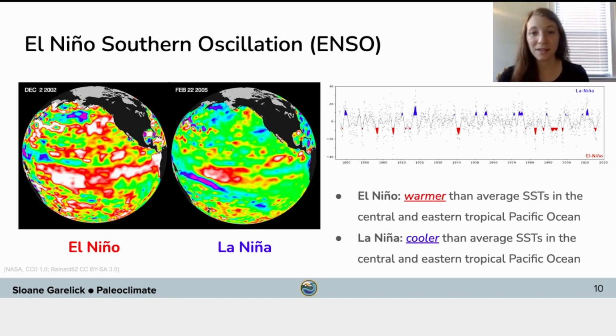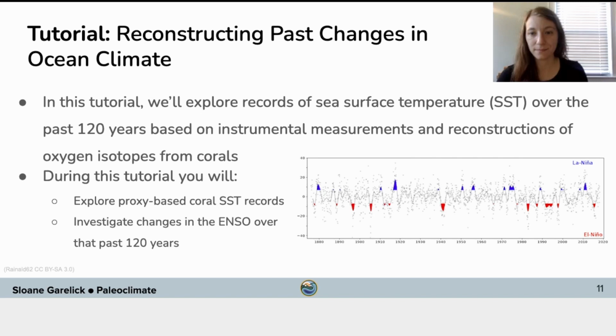El Niño is characterized by warmer than average sea surface temperatures in the central and eastern tropical Pacific, and La Niña is characterized by cooler than average sea surface temperatures in the central and eastern tropical Pacific. In this tutorial, we'll explore records of sea surface temperature over the past 120 years based on reconstructions of oxygen isotopes from coral, and we'll use these to understand past changes in ENSO in the tropical Pacific Ocean.